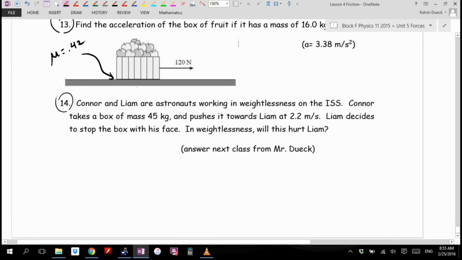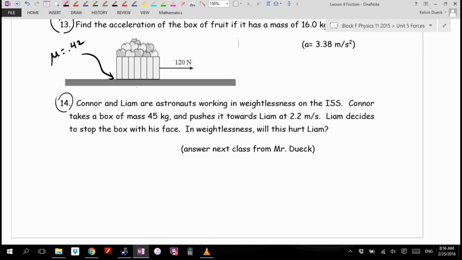The nice one we'll talk about next class is number 14. Number 14 says this: Connor and Liam are astronauts working in weightlessness on the International Space Station. Connor takes a box of mass 45 kilograms and he pushes it towards Liam at 2.2 meters per second, so the box drifts across the cargo hold. Liam decides to stop the box with his face. Will it hurt? In 0G, will that hurt?